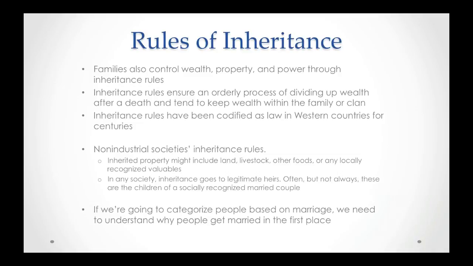So inheritance can be in terms of land, livestock, food, or any kind of local valuable, anything that holds value in that specific culture. And then in any society, inheritance tends to go to legitimate heirs. Okay, most of the time, these are going to be children of a socially recognized married couple. So you might hear about a child born out of wedlock who is no longer in line for the inheritance, or there's a married couple who has legitimate children and then the father has a child with another woman. That's not a legitimate child coming from a legitimate marriage, and thus that child is left out of the inheritance.